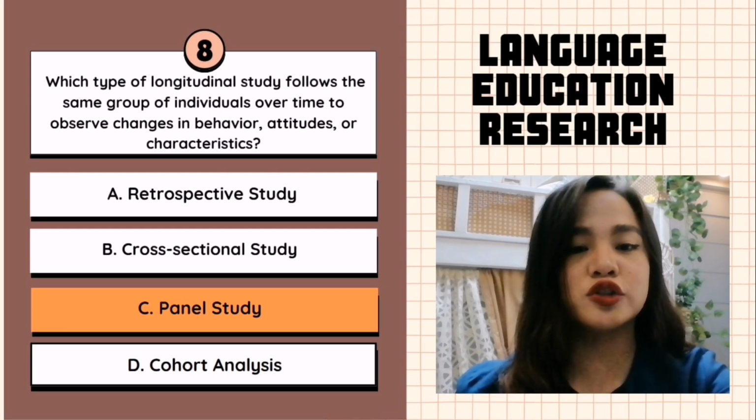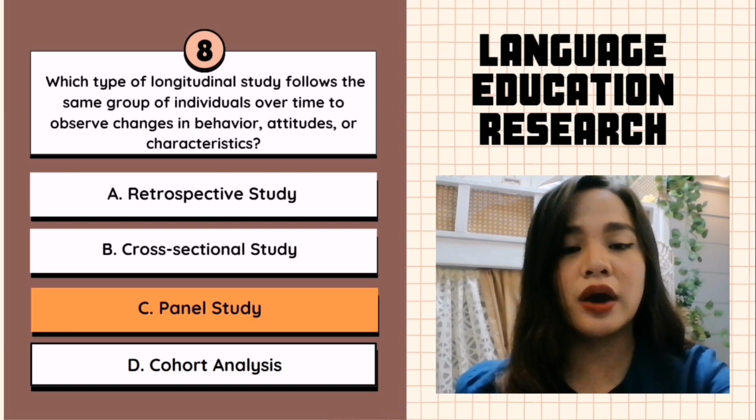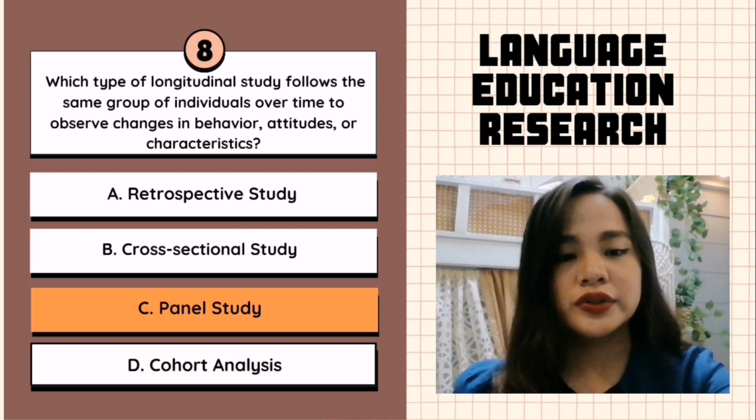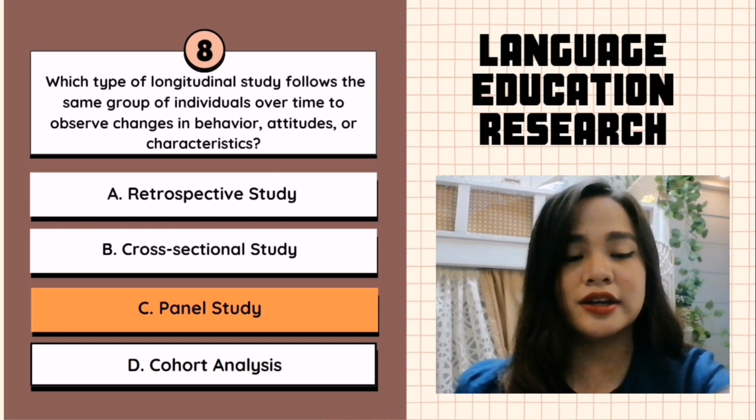Its purpose is to observe changes in behavior, attitudes, or characteristics across time within the same subject. It is a true type of longitudinal study because it tracks individual-level changes. So, why are the other choices incorrect?